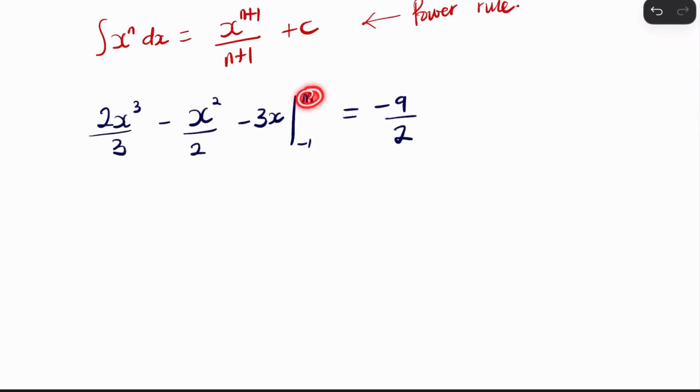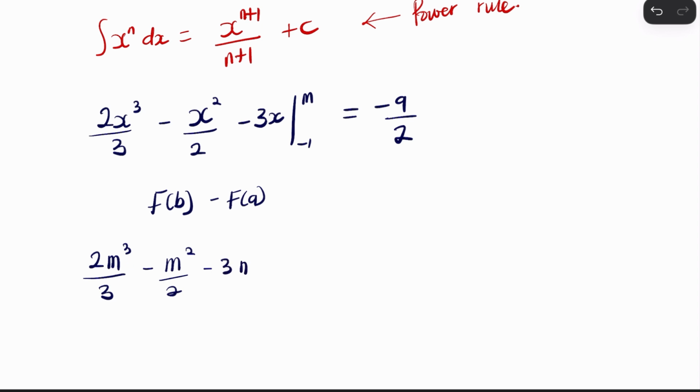We now substitute in the range of integration. That's going to be f(b) - f(a), where b is the upper limit of integration and a is the lower limit. So let's substitute in m. We are going to have 2m³/3 - m²/2 - 3m. That will be f(b), so we put this in brackets, minus f(a). For a, we have -1. So you substitute in -1 and then simplify.